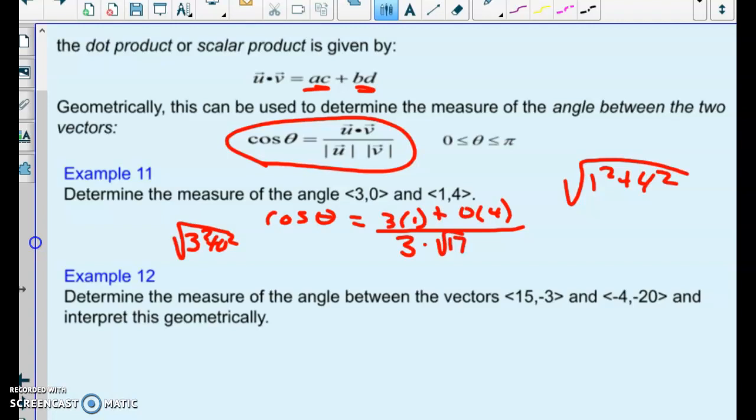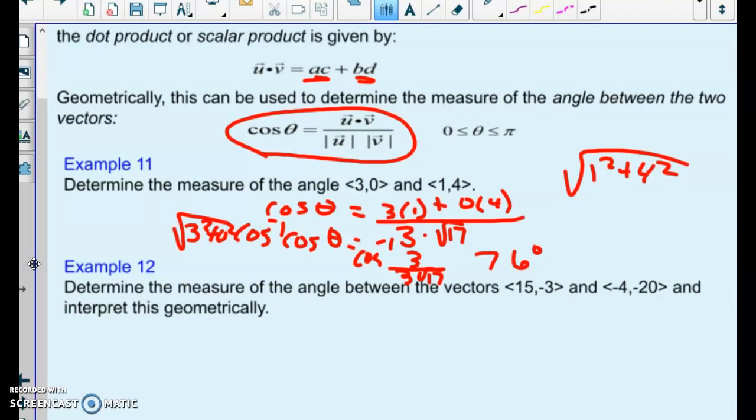And so when I get that on my calculator, I'm going to take the inverse cosine of each side to get theta by itself. And I get the inverse cosine of 3 over 3 times root 17. And I get 76 degrees. So the angle between those two vectors would be 76 degrees.